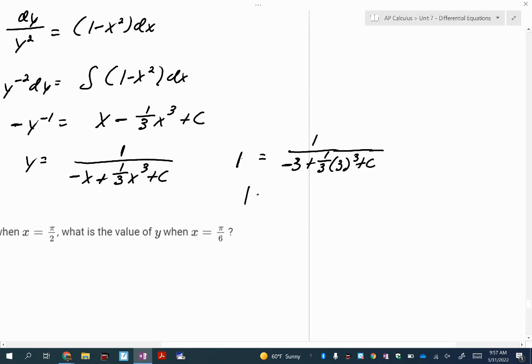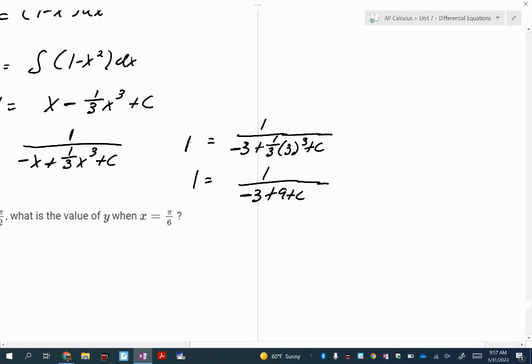Okay, so that's going to be 1 over negative 3. We've got 3 cubed is 27. 1/3 times 27 is 9. All right, so if I move all that over, I get 6 plus c equals 1. So c equals 1 minus 6, which is negative 5.